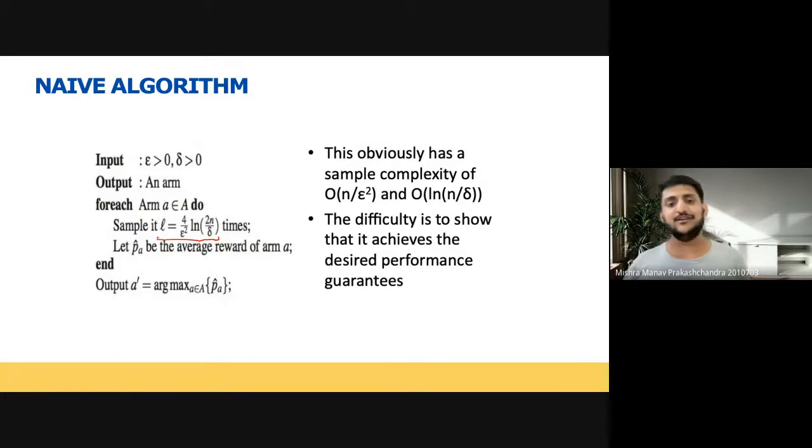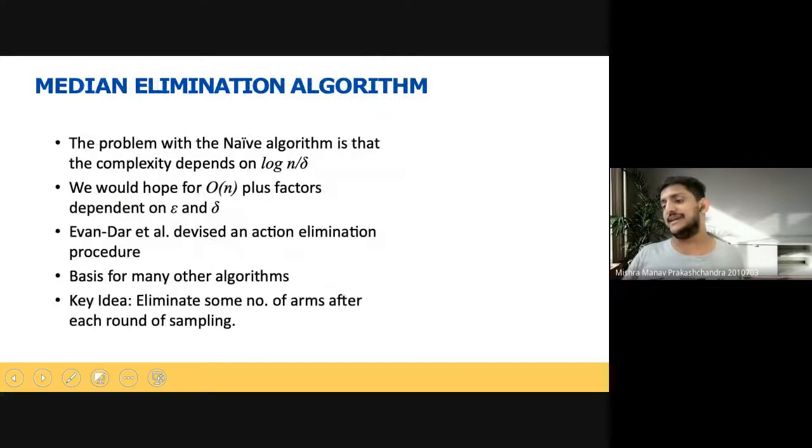So this is a very naive algorithm, and the sample complexity goes as follows. It has a sample complexity of n by epsilon square and ln of n by delta. Okay, so you can see how this comes about, right? So this is the sample complexity for this naive algorithm. The difficulty here is to show that it achieves the desired performance guarantees. So this is one thing which was covered when we were looking at the PAC bounding problem.